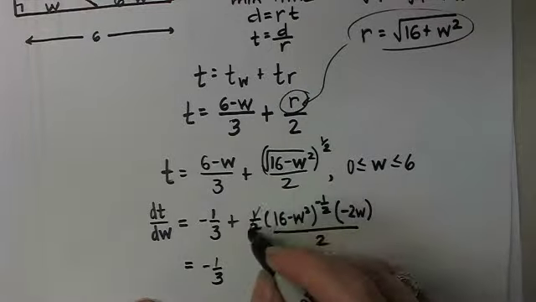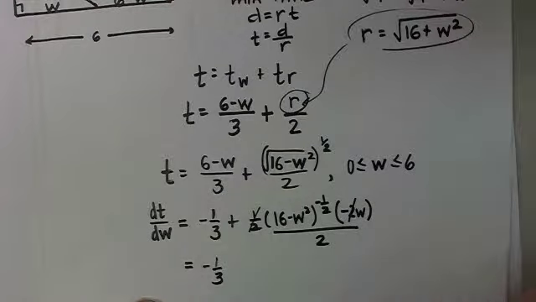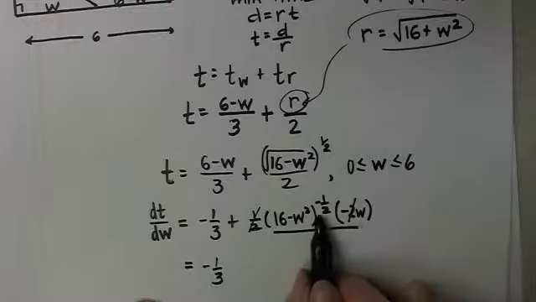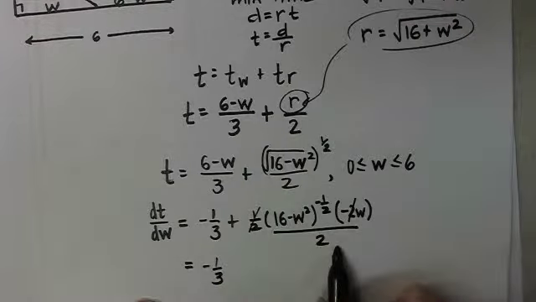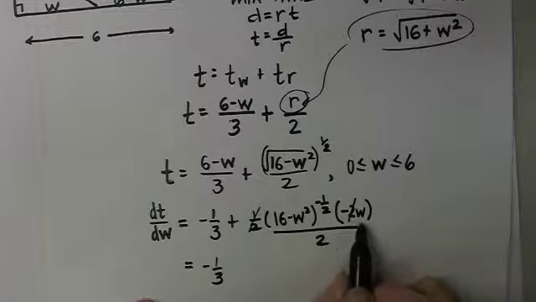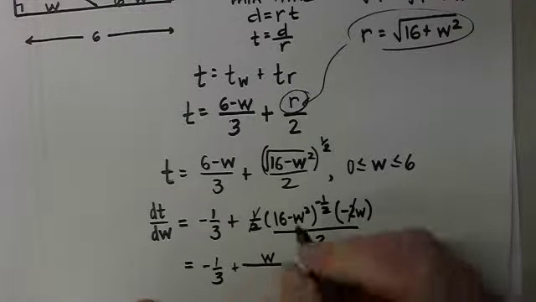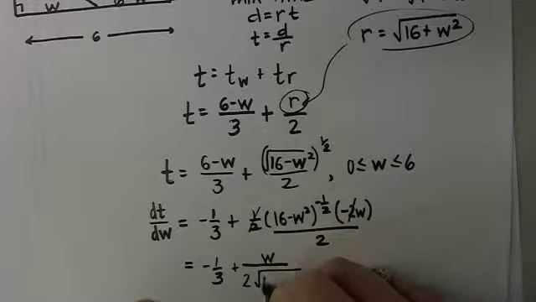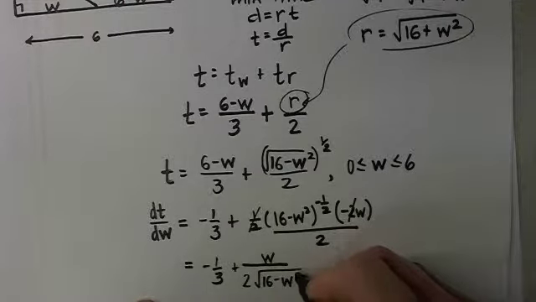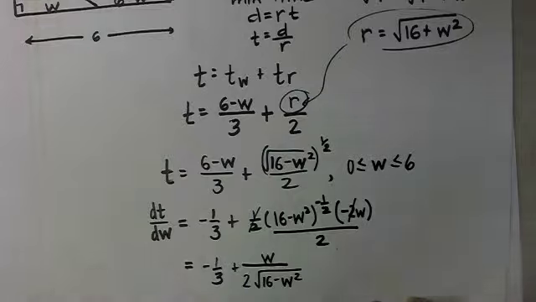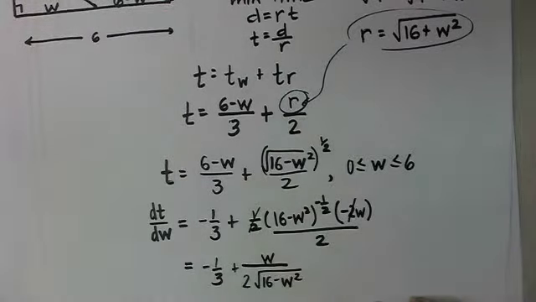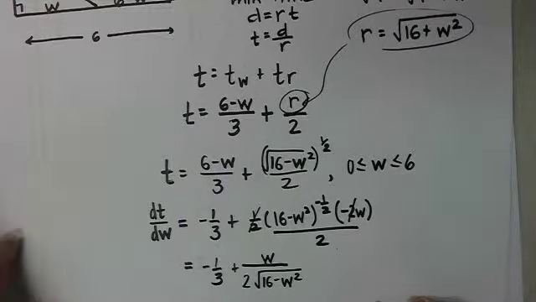And then let's see, the 1/2 and the 2 are going to undo each other. And the negative exponent here is going to send this down to the denominator. So all we're going to have left up top is a w over 2 times the square root of 16 minus w squared. So there's our derivative: negative 1/3 plus w over 2 times the square root of 16 minus w squared.